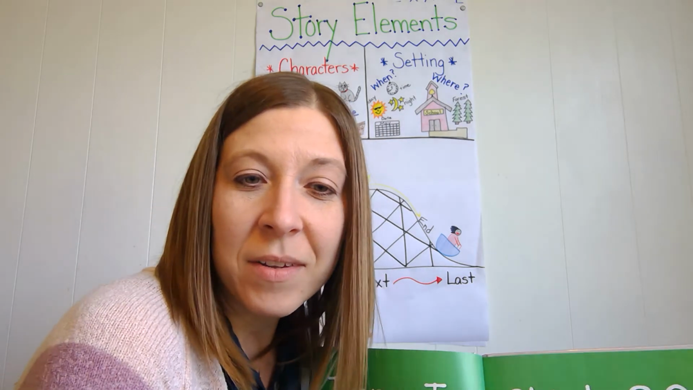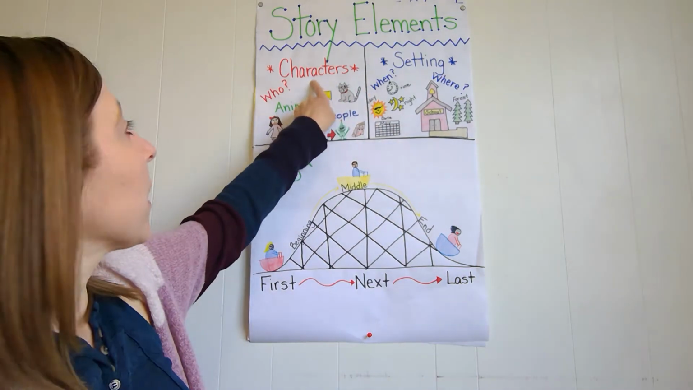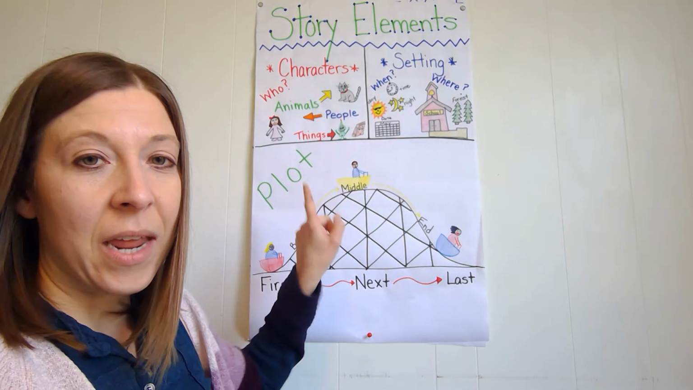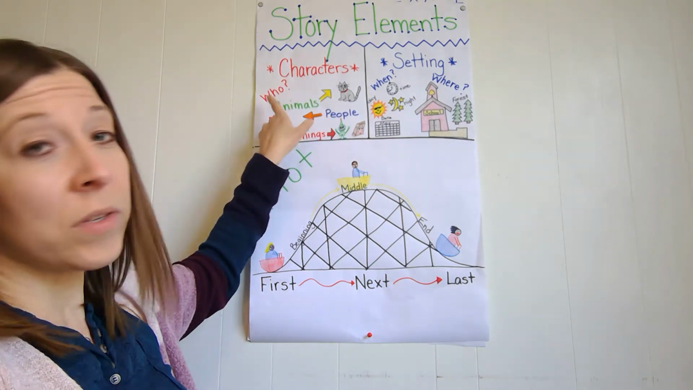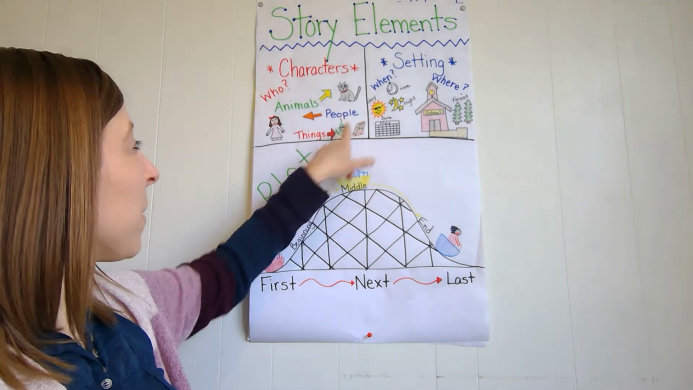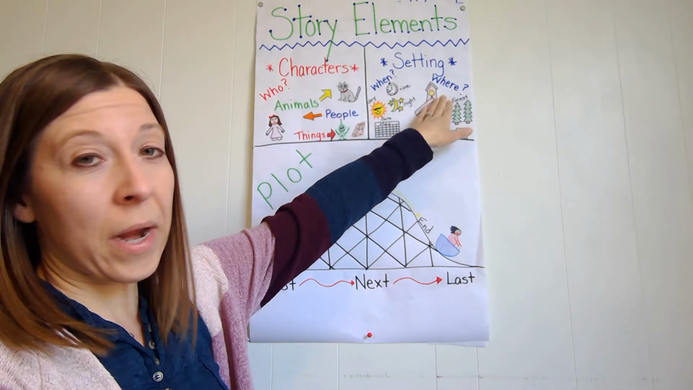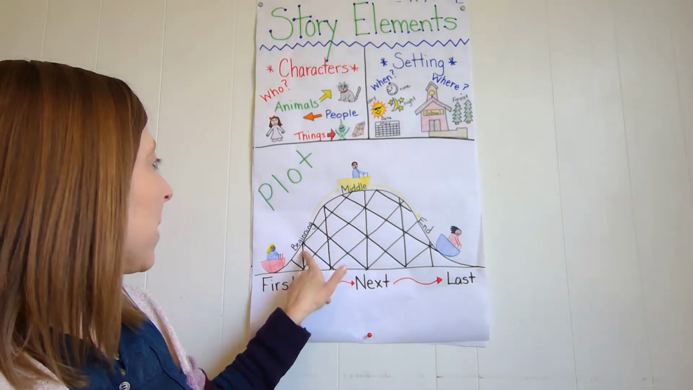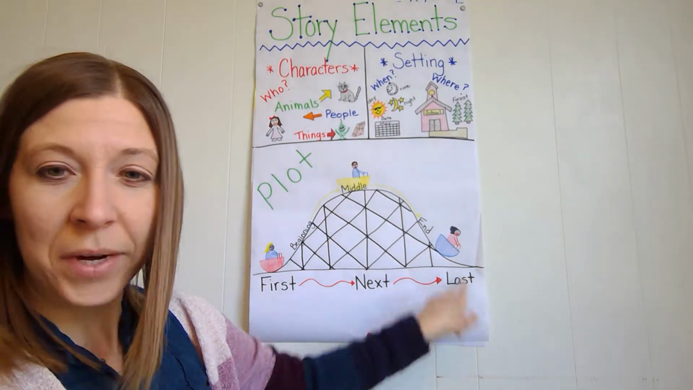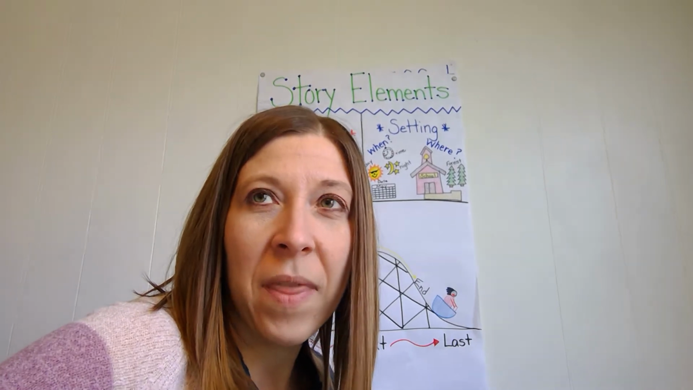Hi, boys and girls. This week we are learning about story elements, and those story elements are characters, setting, and plot. Remember, a character is who it's about. It could be an animal, it could be people, it could be things. A setting is when and where it takes place. So there's two parts to a setting, and then the plot is the beginning and the middle and the end of the story. So I'm going to read you a story today, and then you're going to go and do some activities with that story.